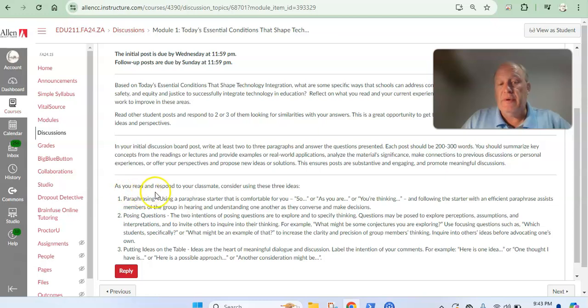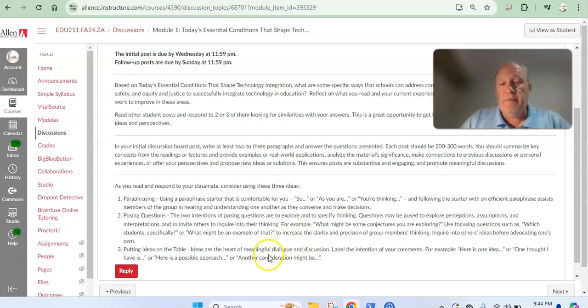As you read and respond to your classmates, consider these 3 ideas. Use paraphrasing. Don't just copy and paste things. Just paraphrase thoughts and provide it. So use words like "so, as you are," or "you're thinking," to rephrase what you read. That'll help the original writer know that you're either understanding or there's misconceptions. You should pose questions. You should ask clarifying questions, things like that, to help keep the discussion going. If you ask a question, your classmate needs to read that question and respond to it. That's how the discussion continues to build.